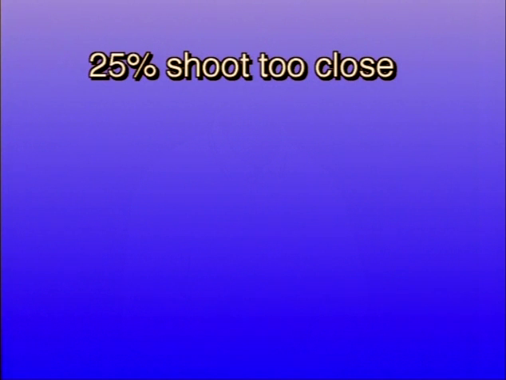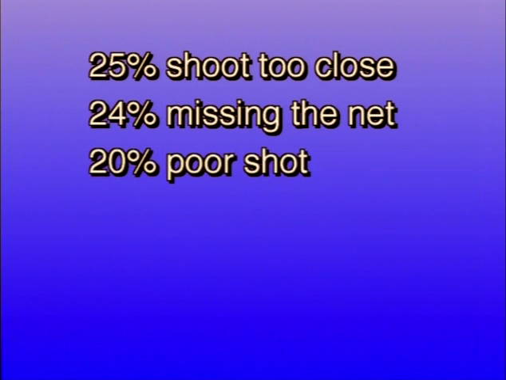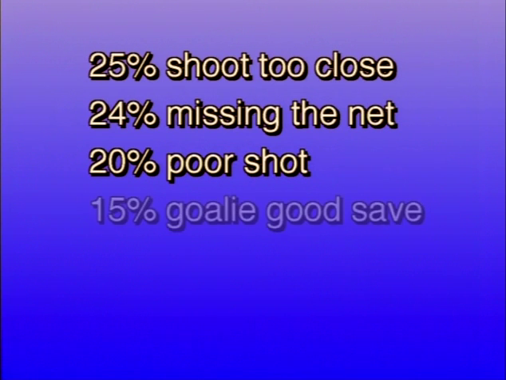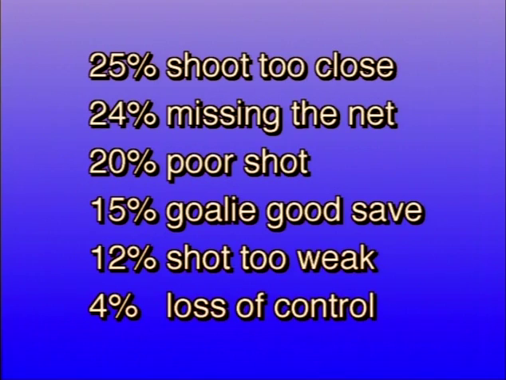25% shoot too close, cutting down their angle on their shot. 24% miss the net, shooting too wide or too high. 20% take a poor shot, either lack of technique or maybe the wrong shot. 15% the goaltender makes a good save. 12% the shot is too weak, lack of shooting strength. 4% loss of control of the puck, and that would be lack of stick handling skills.